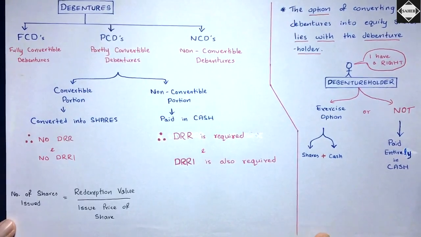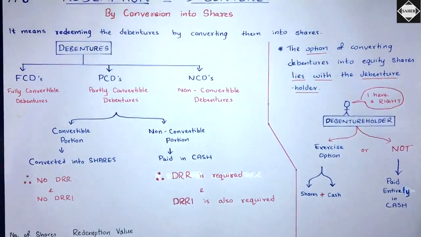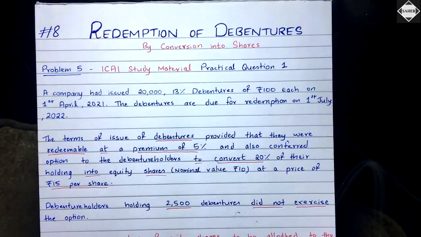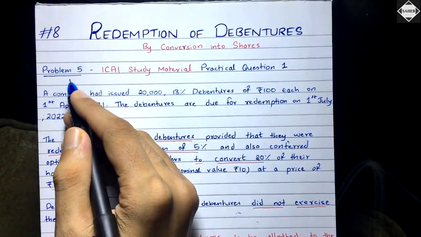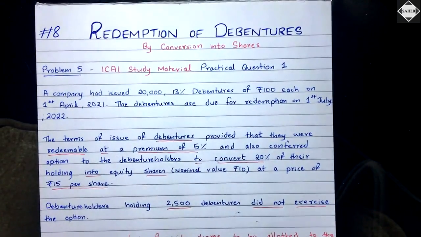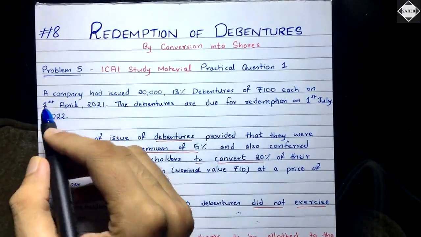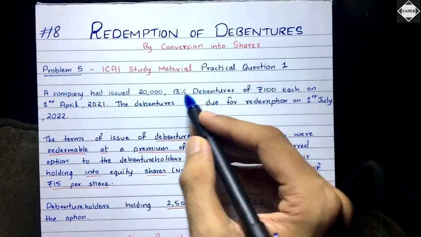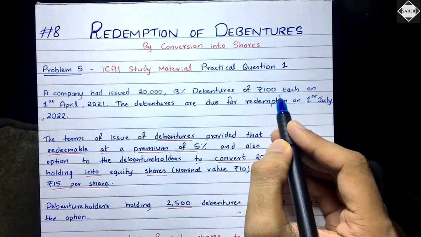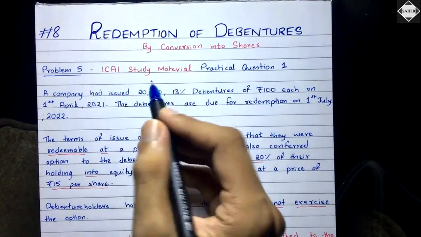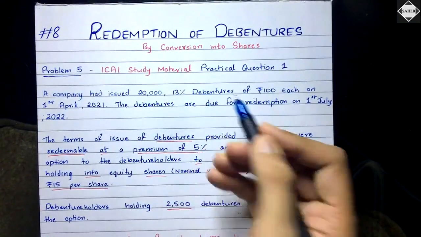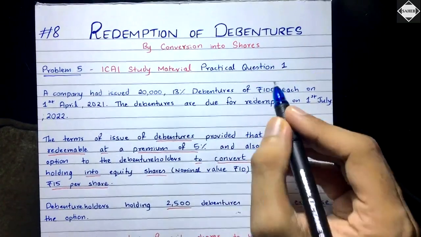Okay, so let's solve one practical problem of the ICAI study material. Here we have practical question number 1 of the ICAI study material, but of our series this is problem 5. Right, so let's start. A company had issued 20,000 13% debentures of rupees 100 each on 1st April 2021. So here we are talking about 20,000 debentures, and the face value of each debenture is rupees 100.